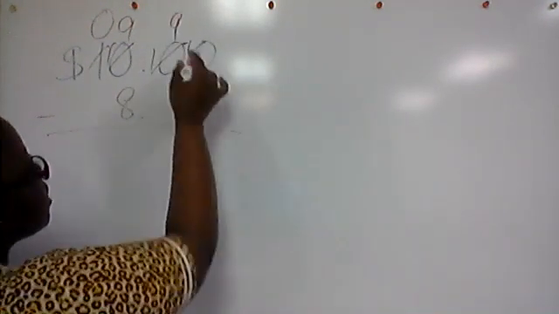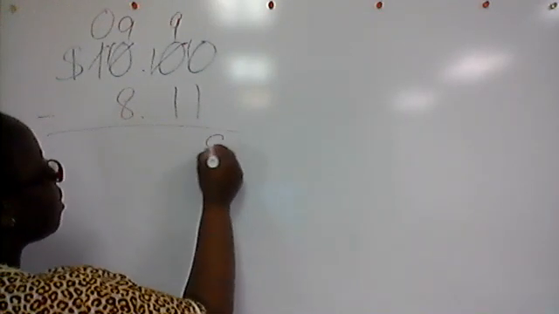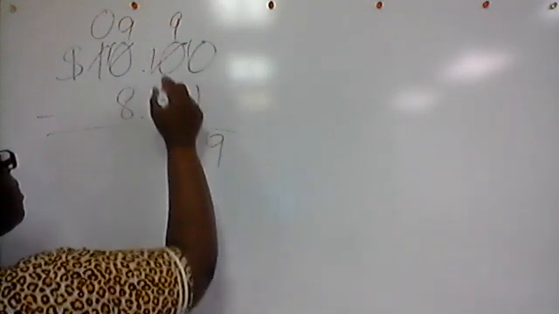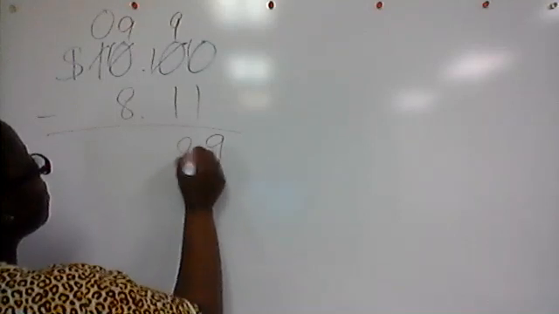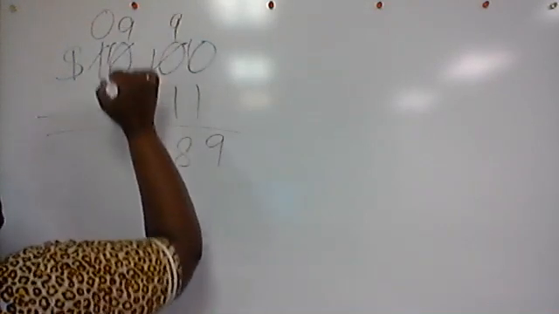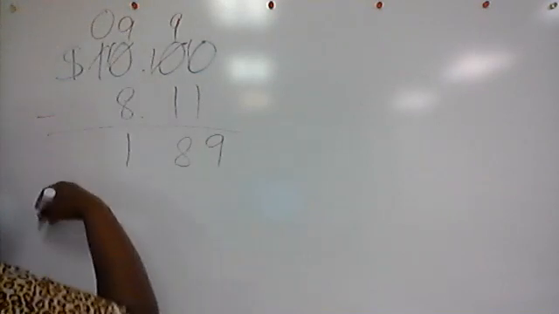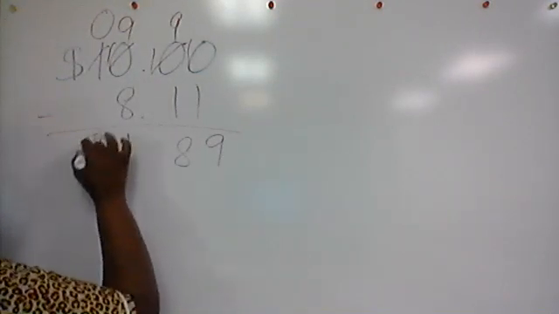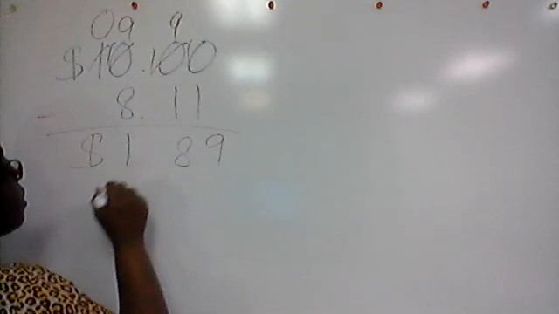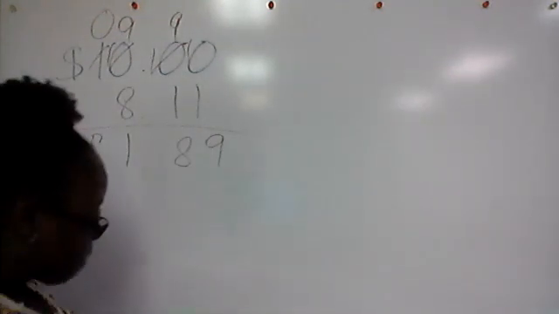I have 10. 10 minus 1 equals 9. 9 minus 1 equals 8. 9 minus 8 equals 1. And over here we don't have anything, so we don't need to bring down the 0. Here's the dollar sign and the decimal point.